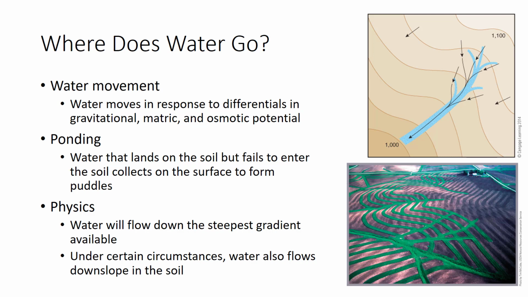Anytime water ponds on the soil surface, it can move and carry with it soil and pollutants. When water moves, it leaves one place drier and goes to another place that becomes wetter, possibly too wet for good plant growth or even contributing to flooding. The physics of it dictate that water will flow down the steepest gradient available to it.